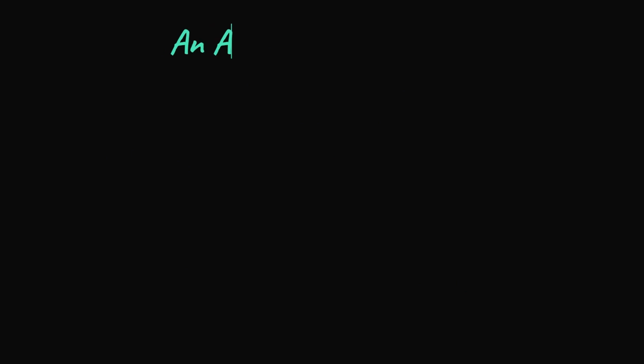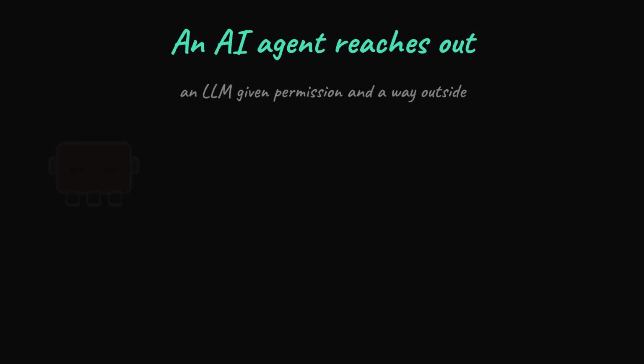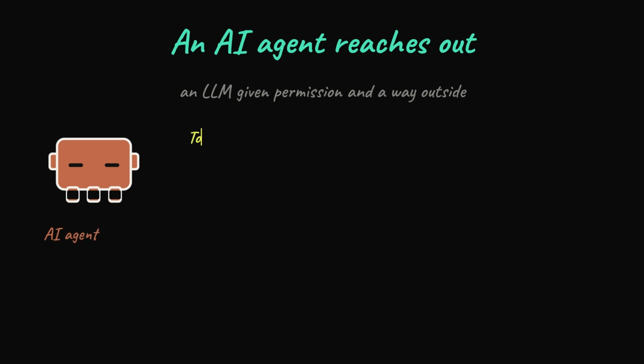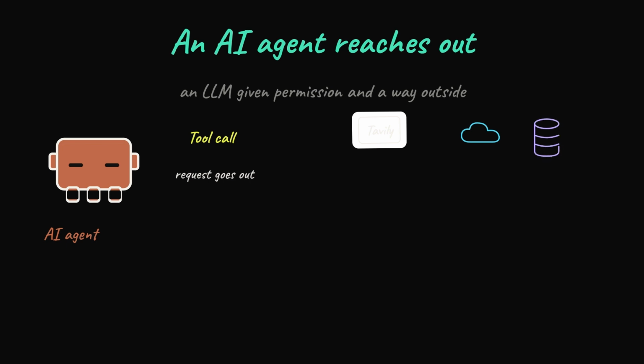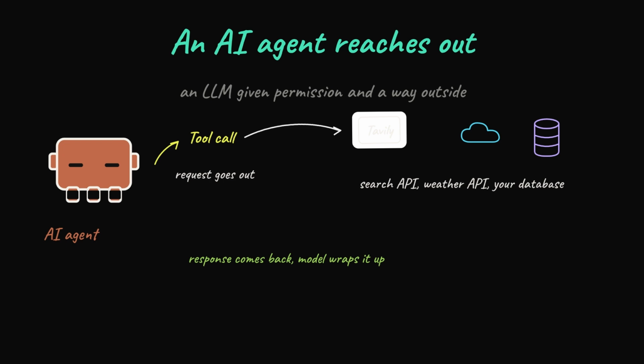Think of an AI agent as an LLM that's been given permission and a way to reach outside itself. Say you ask it for today's news on a specific topic. The model realizes it can't answer from memory, so instead of giving up, it makes what's called a tool call. It sends a request out to some external source, maybe a search API like Tavily, maybe a weather API, maybe your company's internal database, gets a response back, and then summarizes that response into something readable for you. Request goes out, response comes back, model wraps it up nicely. One task handled from start to finish by one AI agent. That's really the whole definition right there.